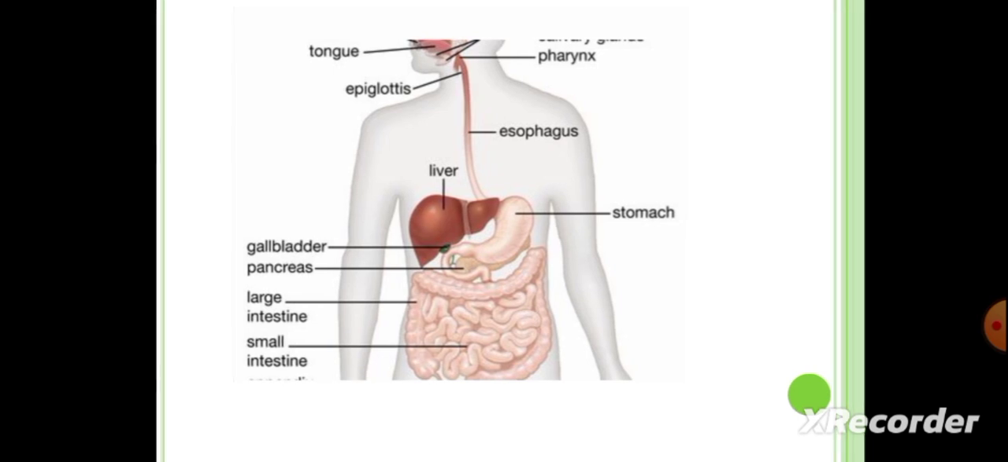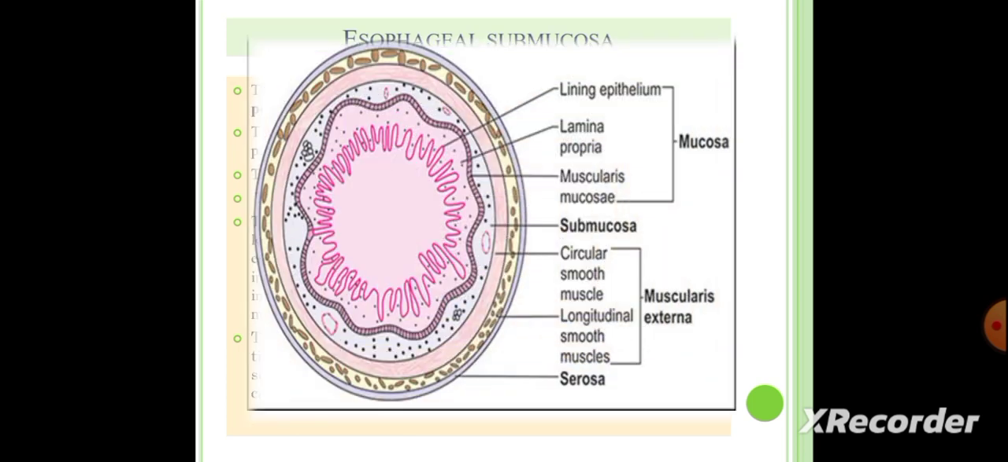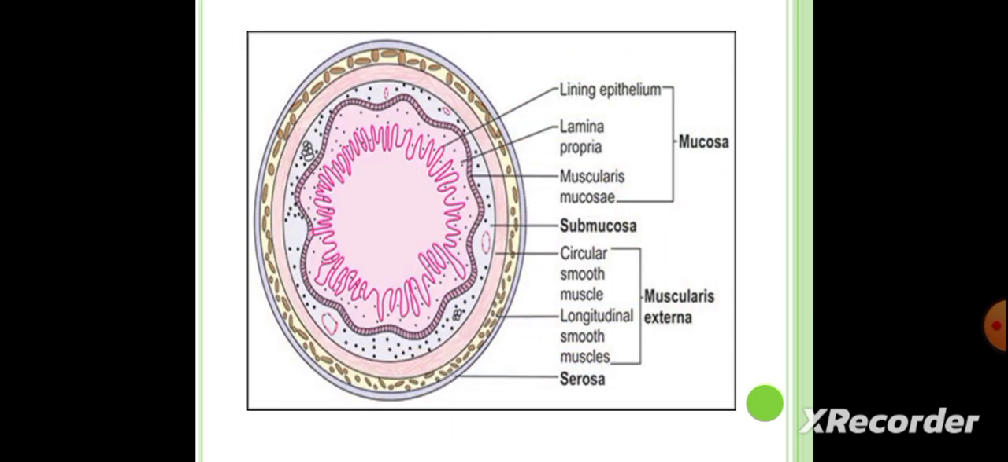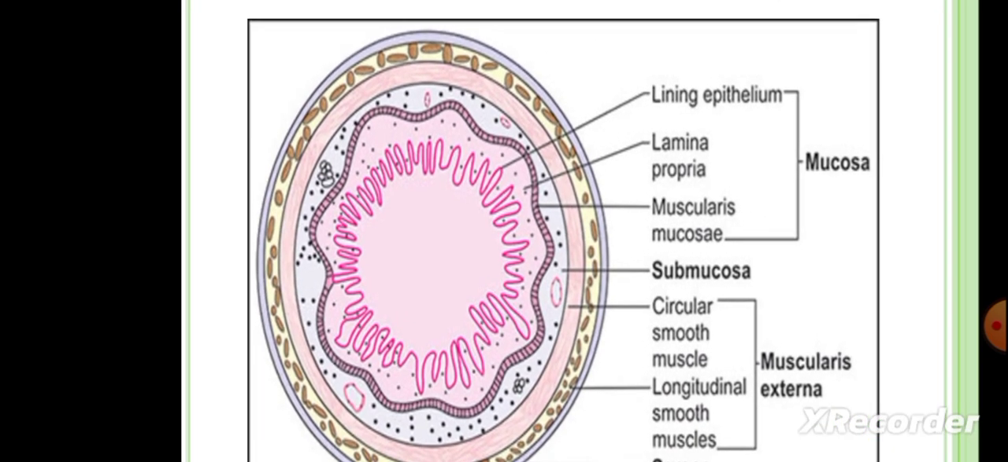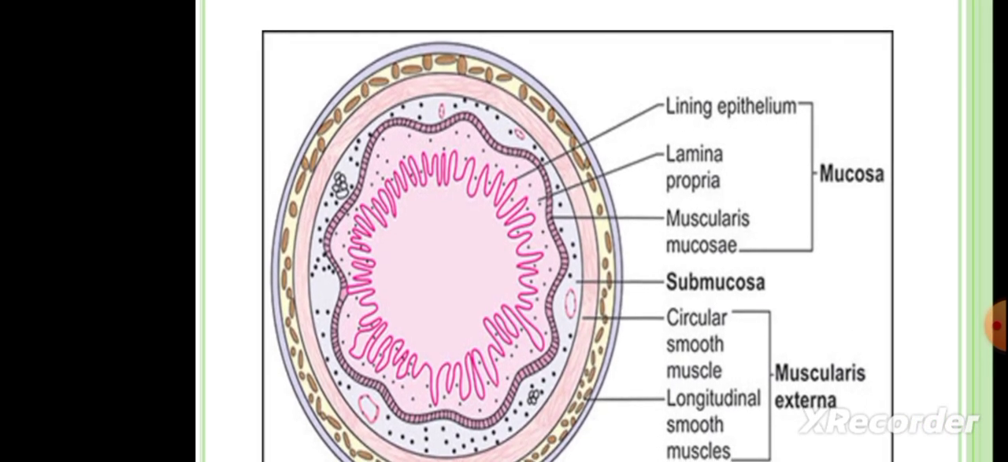So, the esophagus consists of four layers, that is mucosa, submucosa, muscularis externa, and serosa. Remember these names: mucosa, submucosa, muscularis externa, and serosa. These are the four layers of the alimentary canal. So throughout the alimentary canal, right from your esophagus till the rectum, these four layers are there. So mucosa is followed by the submucosa, submucosa is followed by the muscularis externa, and outermost is the serosa. So innermost it is the mucosa.